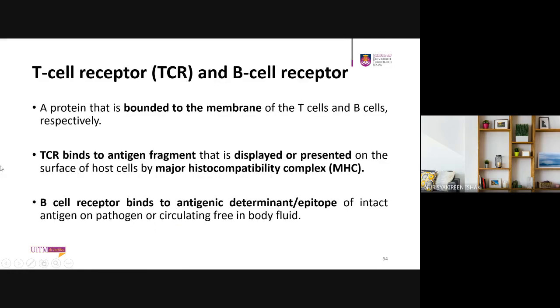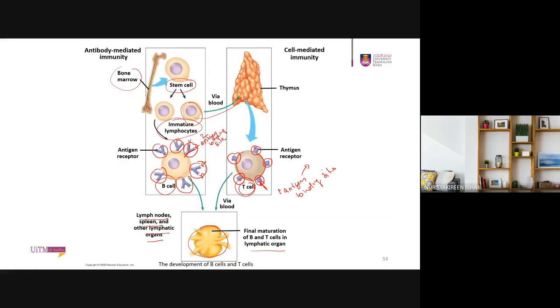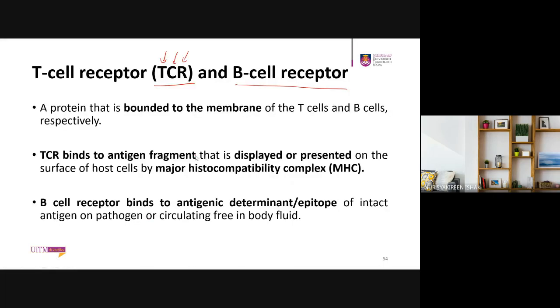So sekarang ni kita tengok T cell receptor. T cell receptor short form as TCR. And another one is B cell receptor. Okay, so it is a protein that is bound to the membrane of the T cell and B cell respectively. Inilah reseptor ni. Yang warna-warna purple yang saya dah bulat-bulatkan tadi. Itu kita namakan sebagai receptors. Okay. So they are bound to the membrane of the lymphocyte.